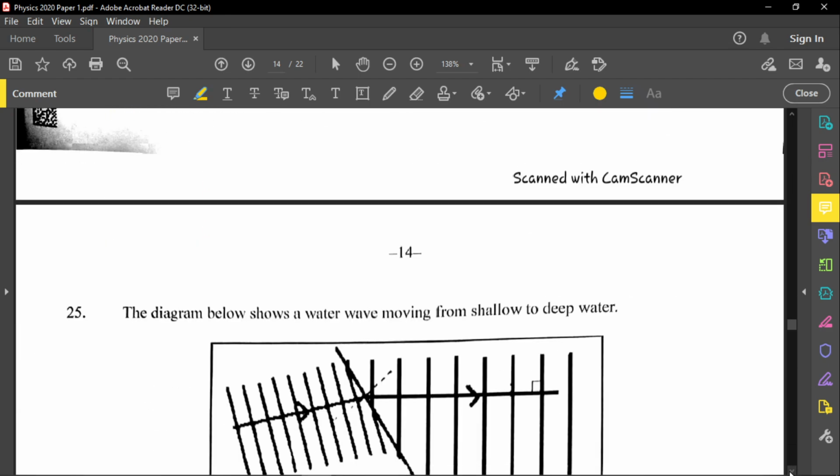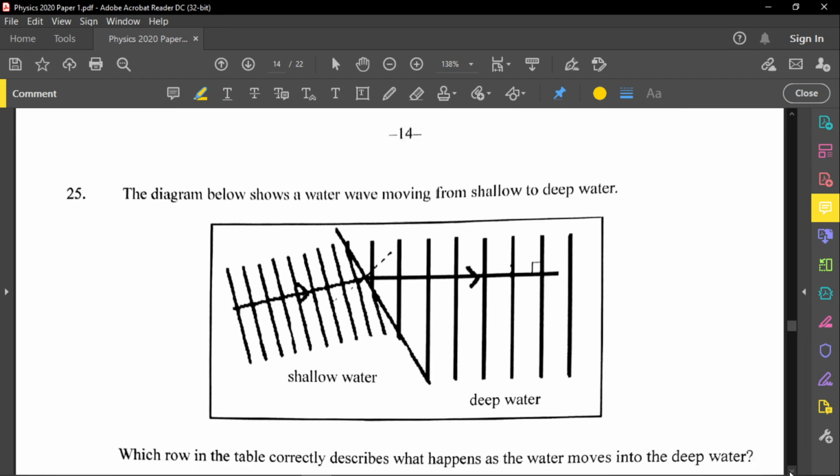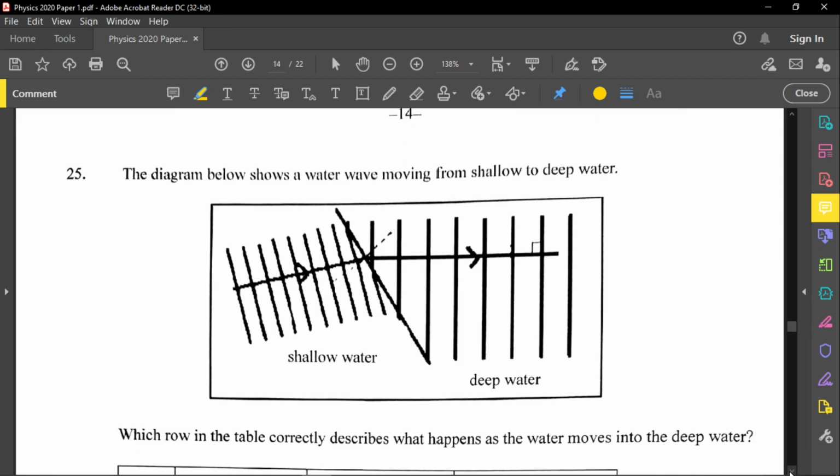Now let's look at number 25. For number 25, we're halfway there. I know this is a little bit longer than usual because I'm doing some calculation with you just for you to understand. So just hold on tight a little bit.